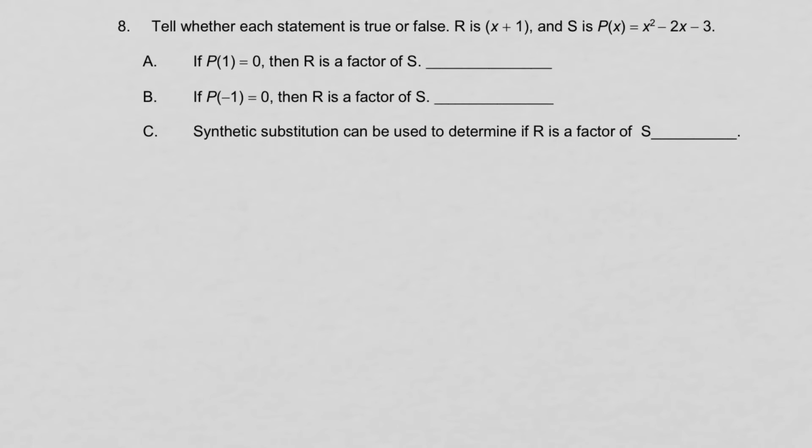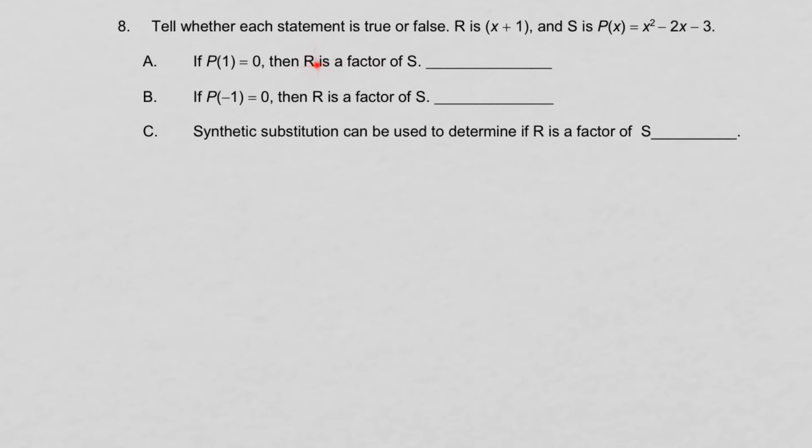Let's look at number 8. Tell whether each statement is true or false. R is x plus 1. S is p of x, which is x squared minus 2x minus 3. Question 1. If p of 1, alright, let's figure out what that means first. P of 1. That means that they took this function here, p of x, and they plugged in 1. And so it's saying p of 1 is 0. That means they plugged in 1 and they got 0.